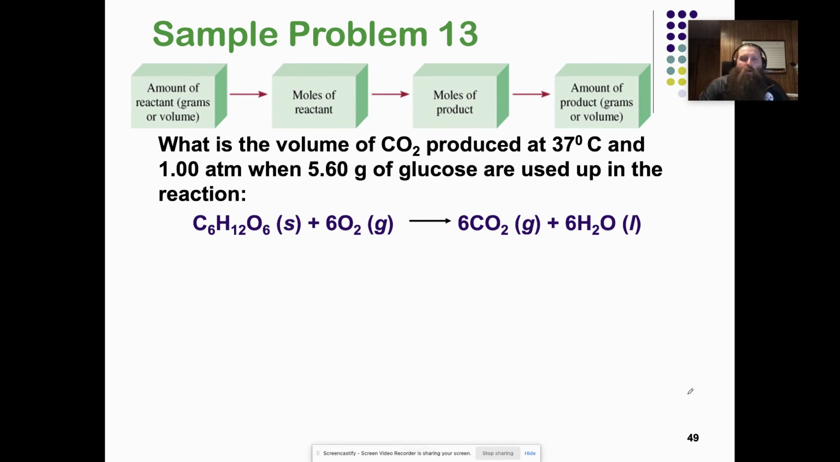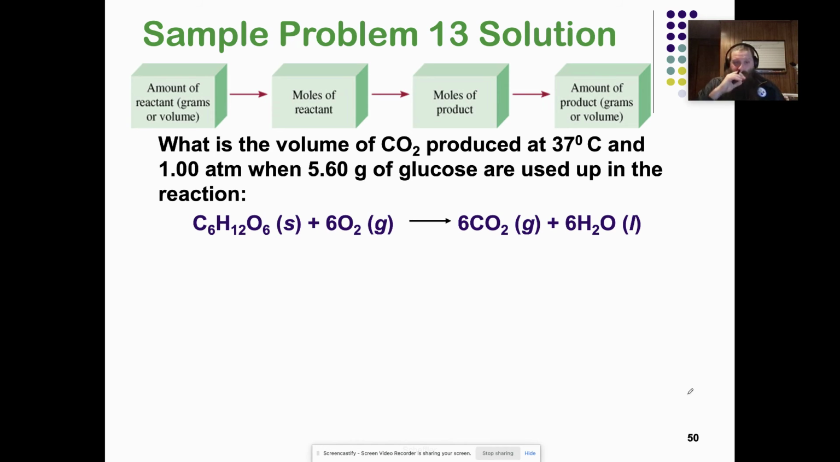So let's use it. All right, it says, what is the volume of CO2 produced at 37 Celsius and 1 atmosphere when 5.6 grams of glucose are used up in the reaction? Okay, so we have a stoich problem here. Well, the first thing we need to do, all right, is pause it and work it.